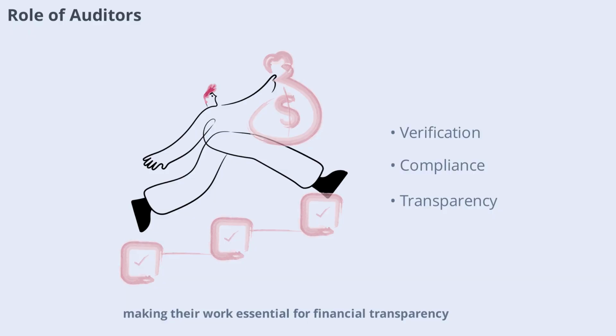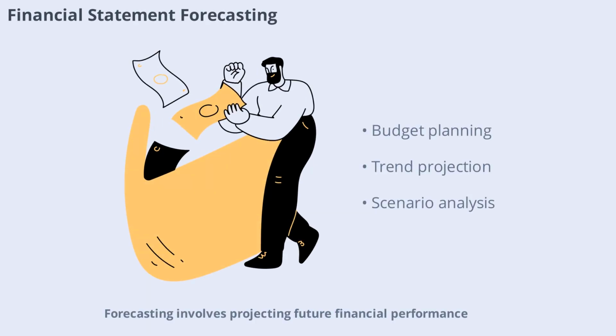Forecasting involves projecting future financial performance based on historical data and trends. Businesses use forecasting to plan budgets, set targets, and anticipate challenges. Techniques include trend analysis, regression, and scenario planning. Accurate forecasting supports strategic decision-making and helps companies prepare for growth or downturns. It's an essential part of financial management and planning.